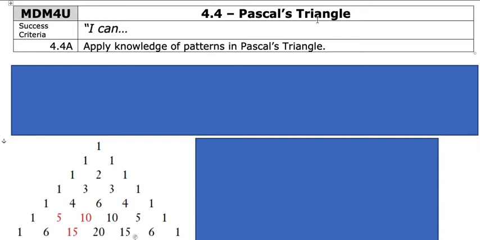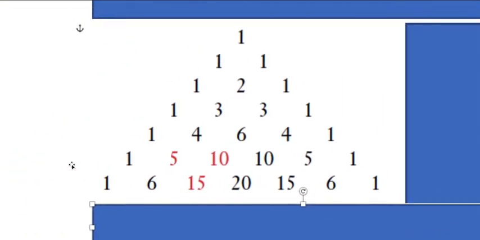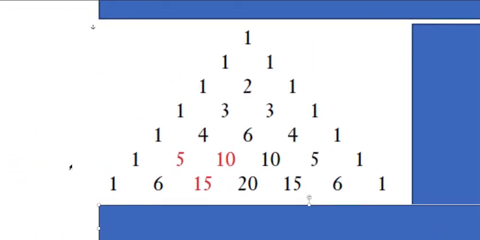4.4, Pascal's triangle. What we're going to do is just look at this triangle and see if you can spot the pattern. How are these numbers generated to form this pattern? What is special about this?